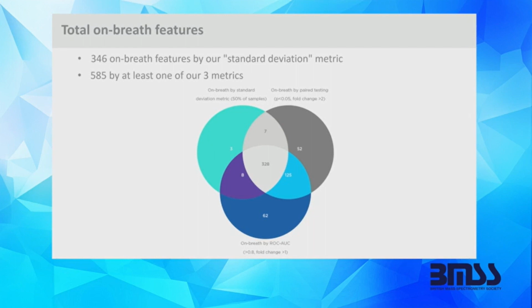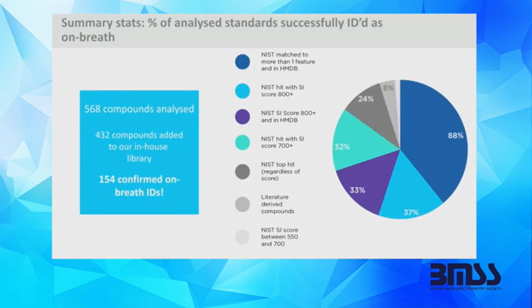containing nearly 1,500 features. So out of these 585 features initially identified to be present in breath using our three metrics, we successfully acquired 568 VOCs for our compound ID workflow. And from this subset, we were able to incorporate 432 VOCs into our high-resolution accurate mass library, ensuring compatibility with our analytical method. And subsequently, our process has confirmed the presence of 154 of these compounds to be in our breath samples.